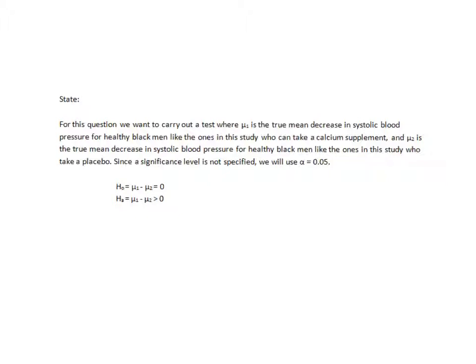For this experiment, our null hypothesis will be mu1 minus mu2 equals 0, which is essentially the same thing as mu1 equals mu2. And our alternative hypothesis will be mu1 minus mu2 is greater than 0, which is essentially the same thing as mu1 is greater than mu2.